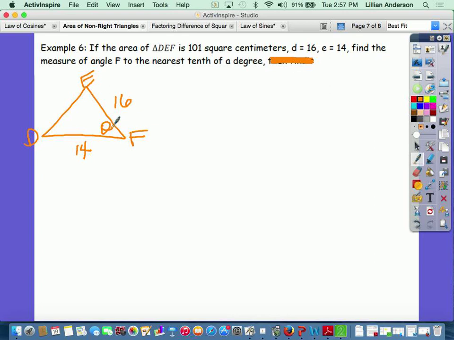We have what situation here? Side angle side, and I know the area is 101, so I know which area formula I should use, right? Heron's or the other one? Wait, what's that little theta? Angle. Just theta, no.